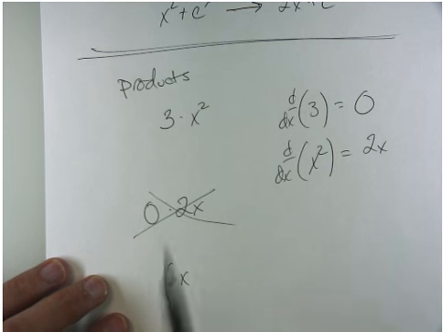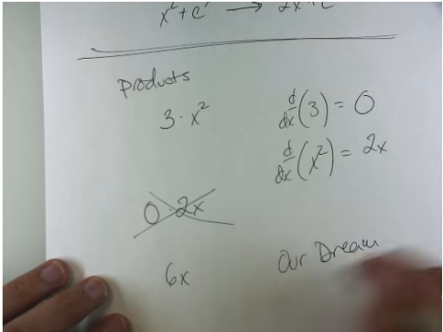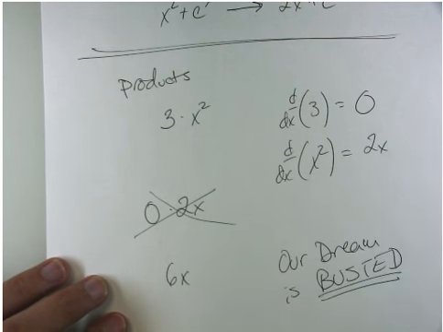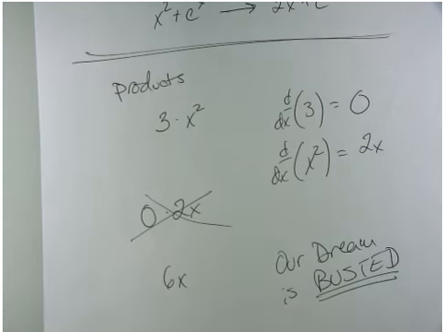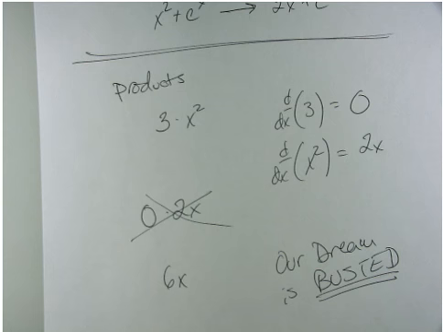So this can't work for products, right? Our dream is busted. I can't just take each factor and take its derivative and leave it at that. That's not the way the derivatives are going to work with products. Both of these factors are changing at different rates, and I'm going to need to take both of those functions into consideration and combine their derivatives in a way that is not as straightforward as it was with sums.